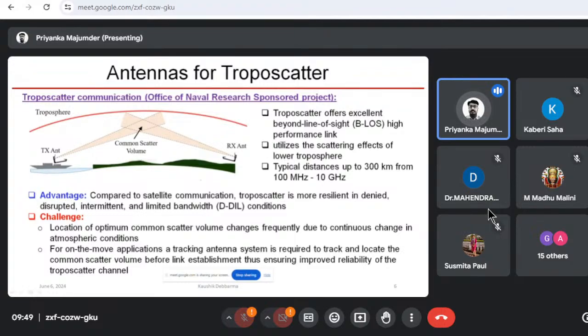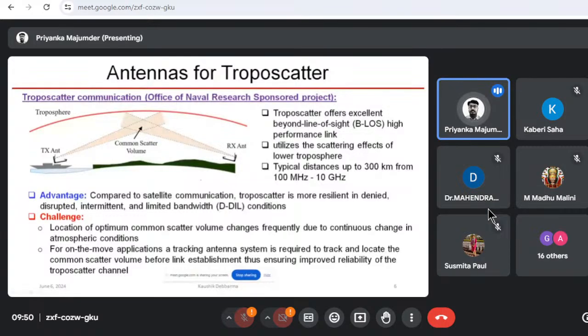Also, the other application is, if you're trying to develop it for the Navy or naval vessels, like some ships, they are not going to sit stagnant in water. They're going to move, right? So when they move, even the links will be different. So even for the tracking, something has to be developed which will track this scatter volume before establishing a link. And once we establish the link, we will be able to keep track of where the optimum scatter volume is. So that was the problem that we were dealing with.